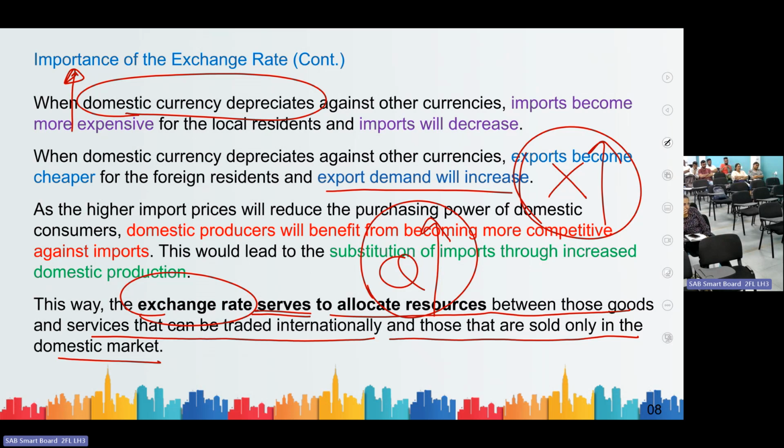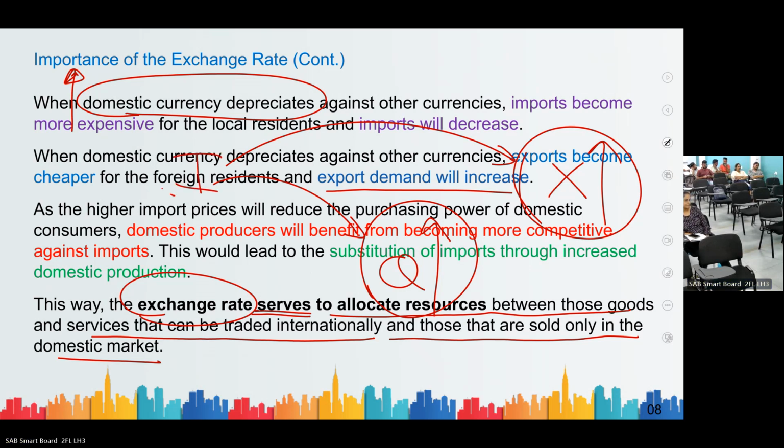exchange rate depreciation. So exchange rate depreciation serves to allocate resources between those goods and services that can be traded internationally and those that are sold only in the domestic market. Because of domestic currency depreciation, demand for exports will go up, and local demand for locally produced goods and services will increase. So resources will be allocated mostly to these industries, and that signal comes from the domestic currency depreciation.